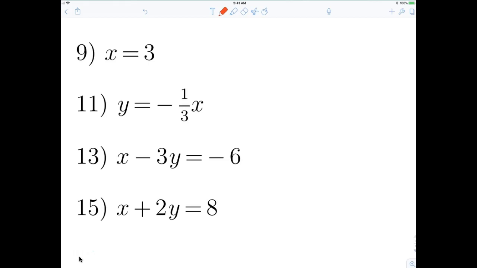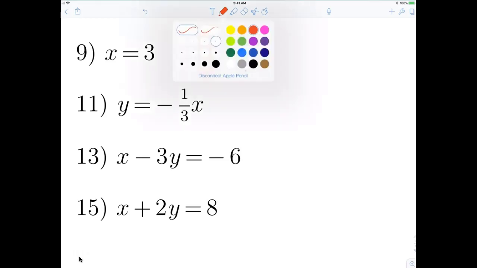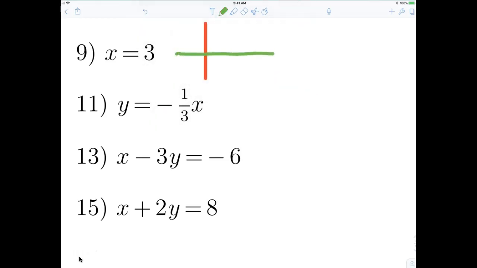X equals 3 is a what type of line? It's a vertical line. So what's perpendicular to a vertical line? A horizontal line is perpendicular to a vertical line. So what's the slope of the green line? 0. Very good. And he actually said something smart, which was, if you take the reciprocal of 0, you get undefined.